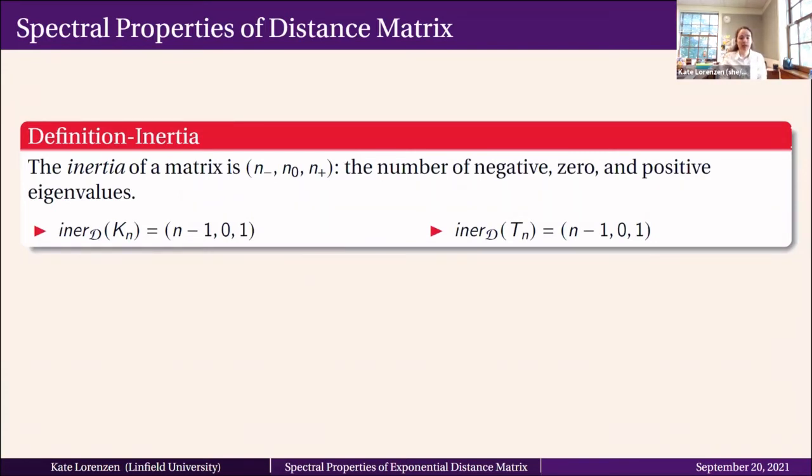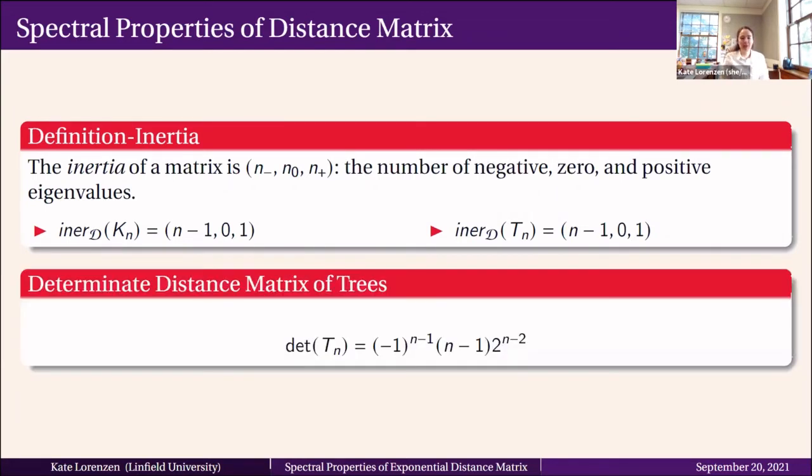So they found that the complete graph has mostly negative eigenvalues for the distance matrix and one positive eigenvalue, and same thing for our trees on n vertices. In addition, I think a very surprising result for the distance matrix is they found that the determinant of a tree, so this is the product of all of the eigenvalues, does not depend on the structure of the tree. It is only dependent on the number of vertices. So anyway, these are some interesting results related to the distance matrix.